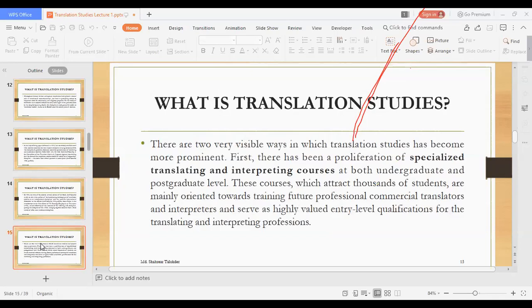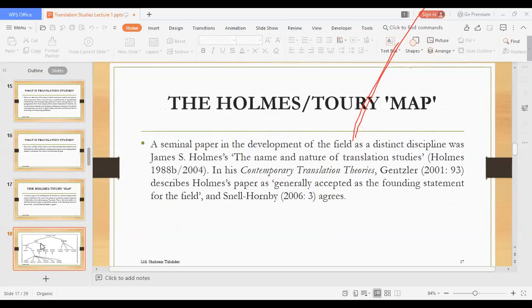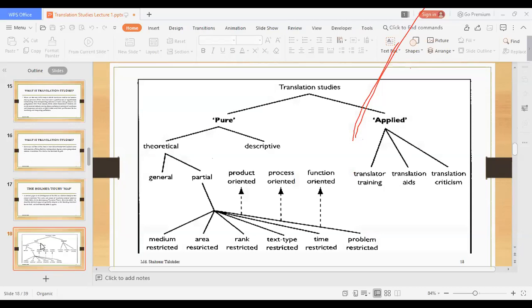Can you see the slide? Can you see the slide? This is the Holmes, yes, or Toury map. So Holmes developed this for translation studies. Okay. Now, here you see the translation studies.